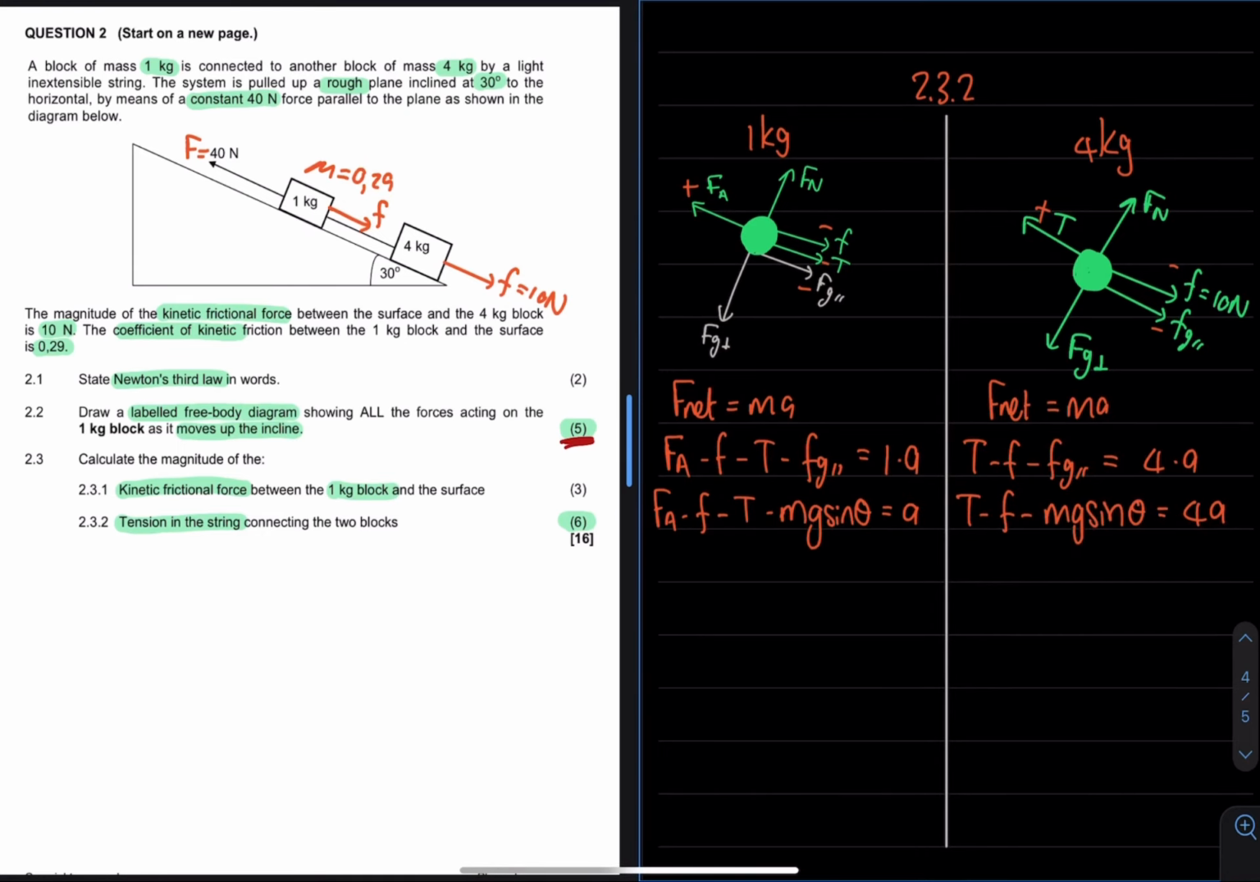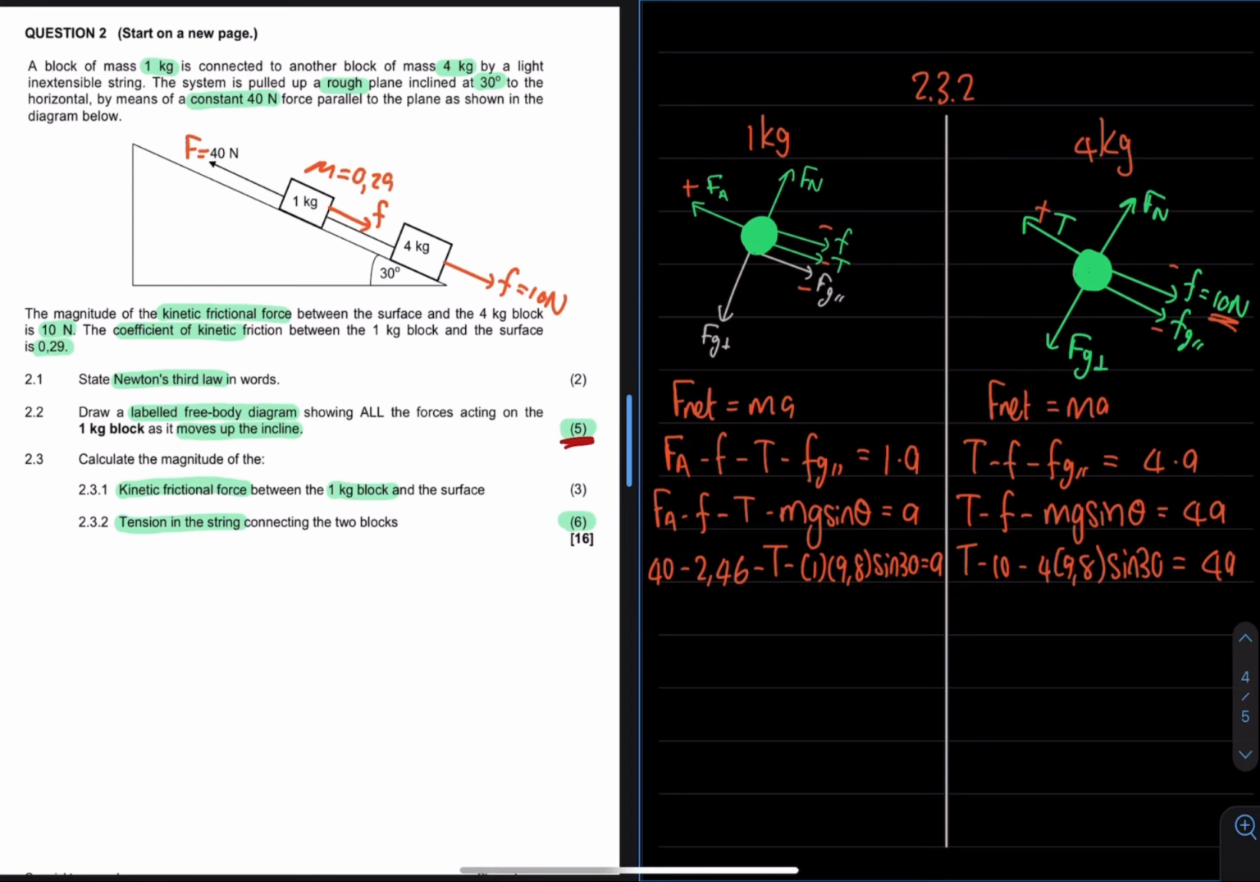For the 1 kilogram block, the applied force is 40 newtons. The frictional force is what we calculated in the previous problem as 2.46. Tension is unknown. For the 4 kilogram block, tension is also unknown. The frictional force was given as 10 Newton. The mass is 4 times 9.8 sine of 30 equals 4a.